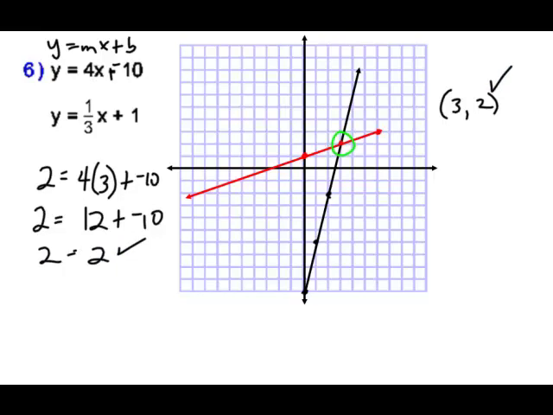So graphing is a pretty easy method. Again, the drawback is if my lines would intersect off the graph paper, and I can't make it larger, or they would intersect somewhere like in the middle of a box, and I wouldn't know the x and y coordinates.